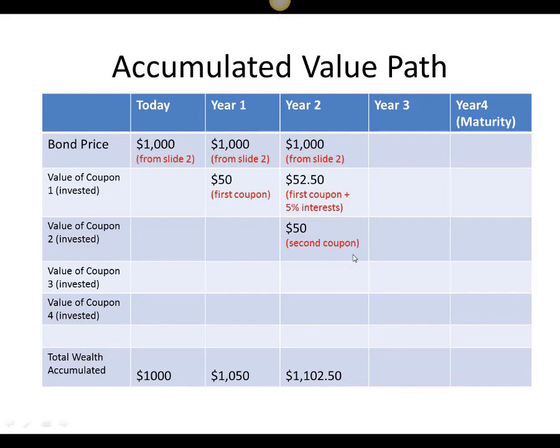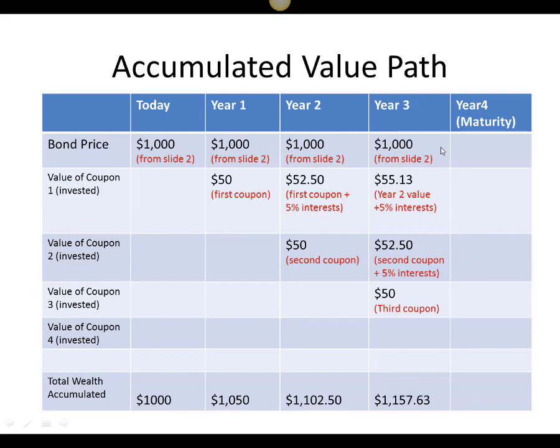Then you receive the second coupon of $50. So if you sold the bond in year 2, you'd have $1,000 from the sale of the bond, the first coupon plus interest, and then the second coupon. So you would get a total of $1,102.50.